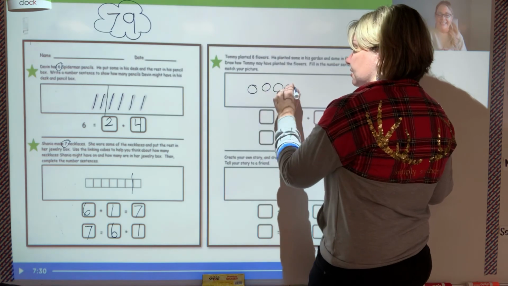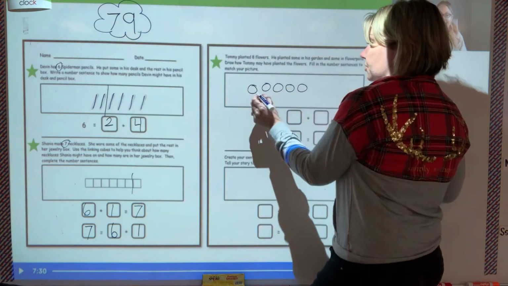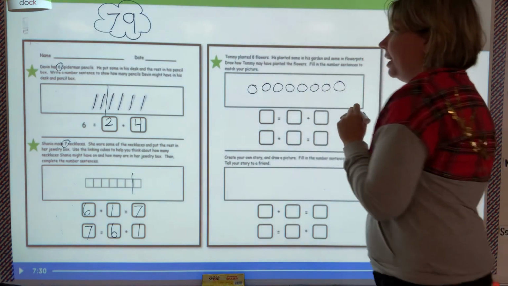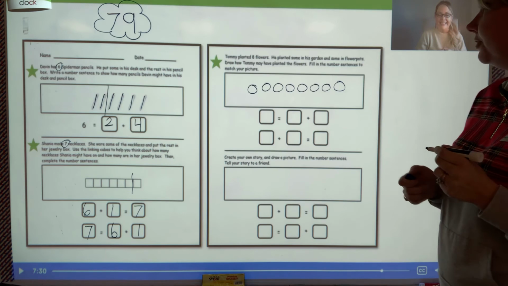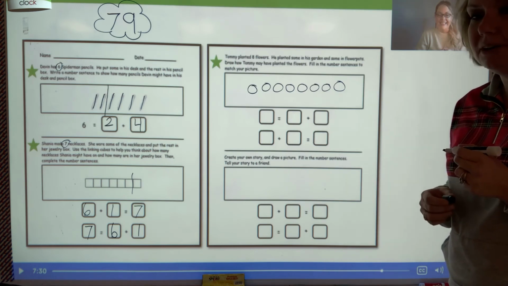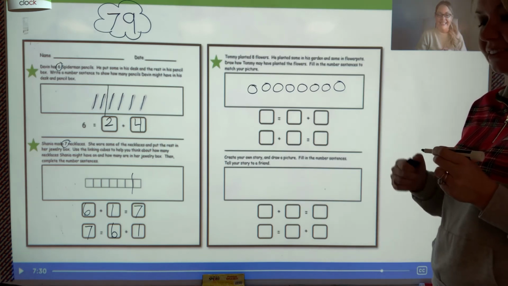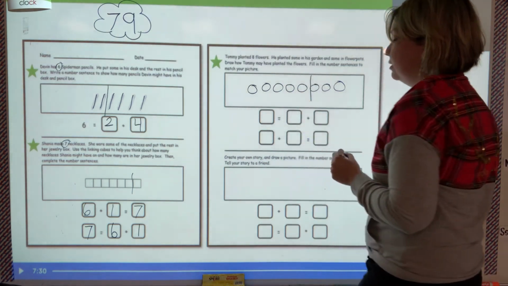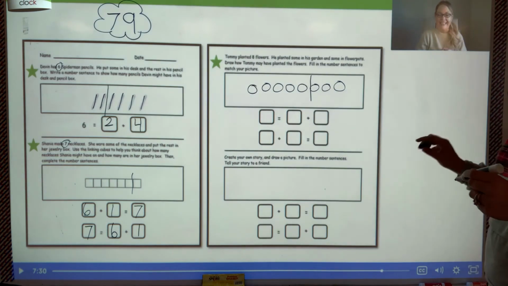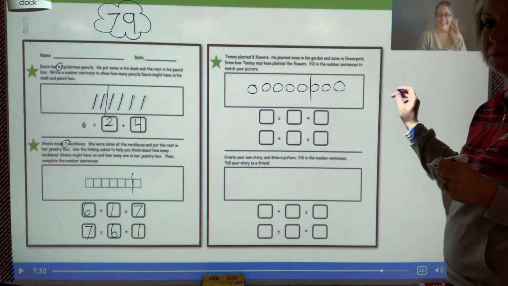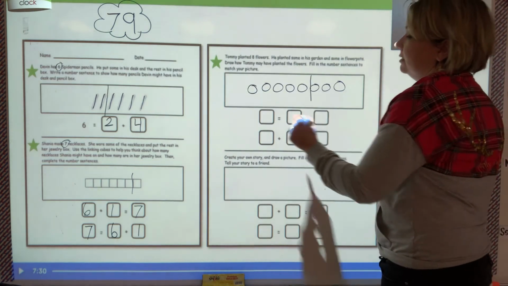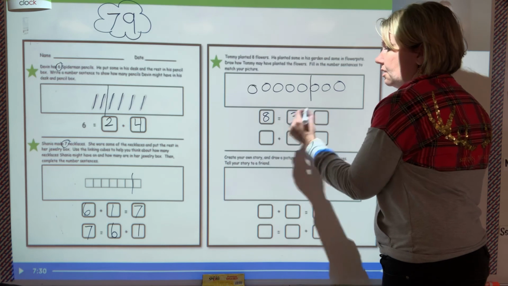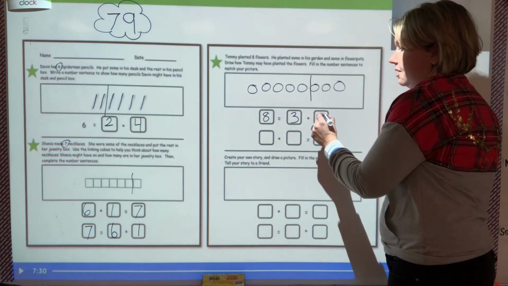I'm going to draw the 8 flowers. I'm just going to use circles. 6, 7, 8. How did you separate the flowers for some in the garden and some in the flower pot, DJ? I did 3. Very good. So can you read your top number sentence to me, DJ? 8 equals 3 and 5. Very good.